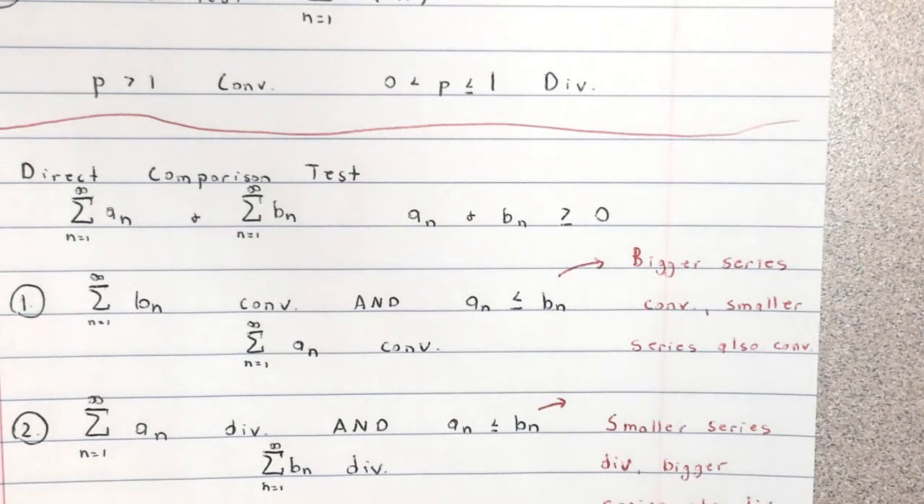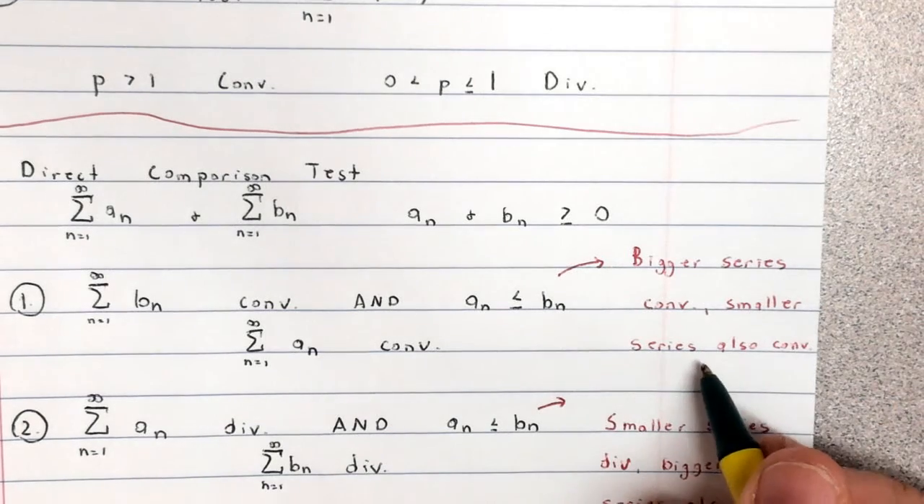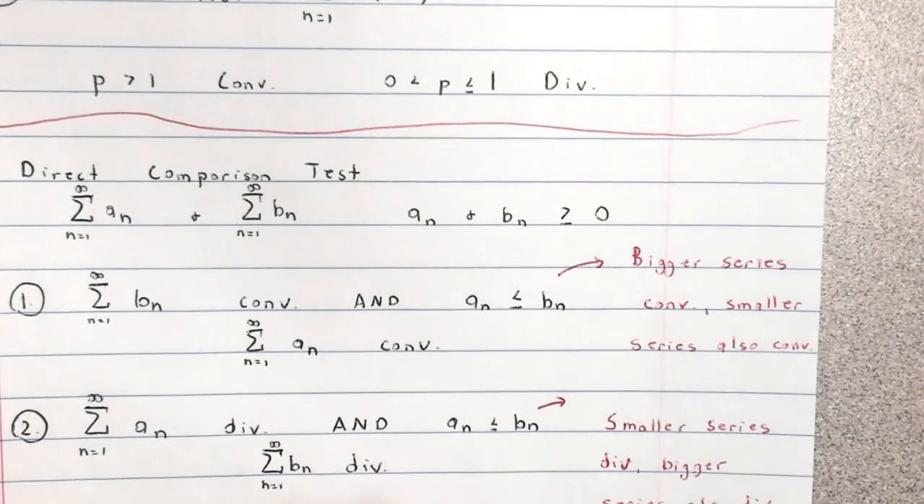It's saying a bigger series, the thing I came up with in my head, the 1 over n squared, converged. Therefore, the one I'm looking at, the smaller series, will also converge. Cool?